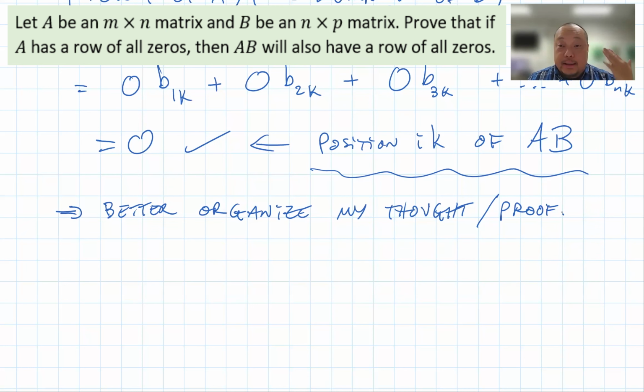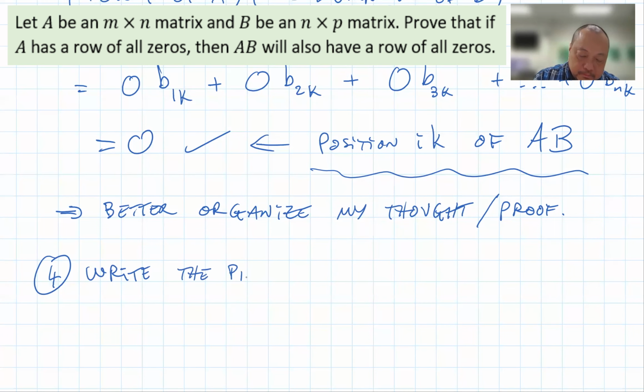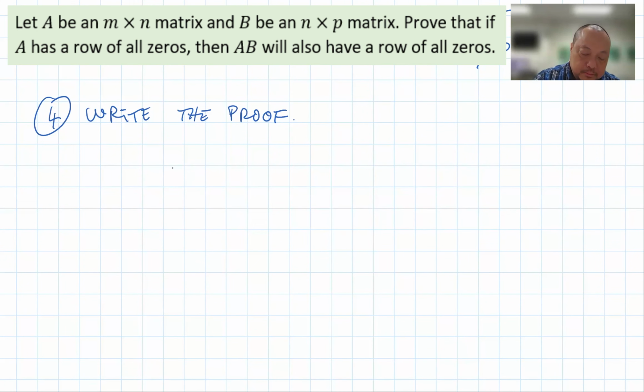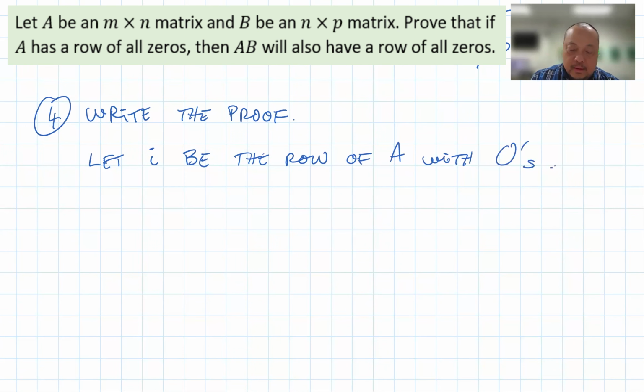Once I know that, I'm going to write my proof now. It'll be very similar to what I did on scratch paper. I just move things around so that it flows better. Let I be the row of A with zeros.